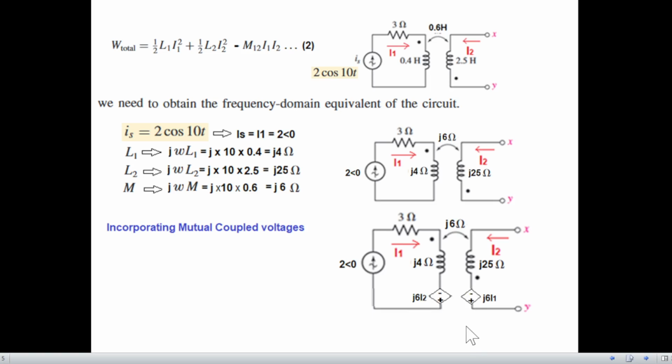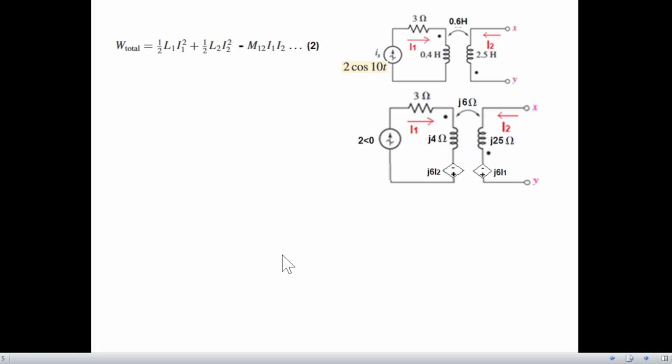And then we write the value. Now this will be due to current I2, so j6 or jM I2. So j6 I2 will be the voltage value of this one, and similarly this one will be j6 I1. So this is the complete circuit. So we had this equation in mind, and this is the circuit that we'll solve.